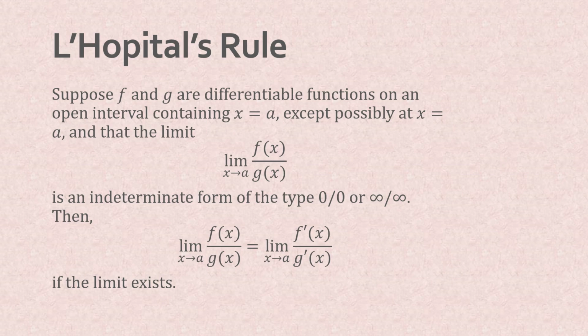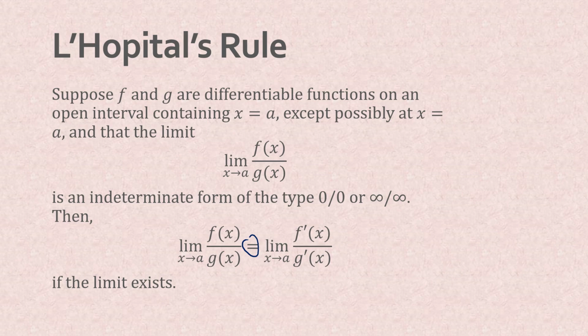Let's take a look at L'Hopital's rule. Suppose f and g are differentiable functions on an open interval containing x equals a, except possibly at x equals a, and that the limit as x approaches a of f of x over g of x is an indeterminate form of the type 0 over 0 or infinity over infinity. Then that limit is the same as the limit as x approaches a of the derivative of f over the derivative of g, if that limit exists.